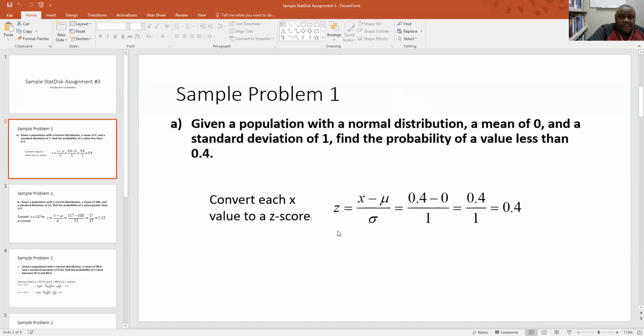In part A, you're given a population with a normal distribution with a mean of 0 and a standard deviation of 1. And here we want to find the probability of a value less than 0.4.